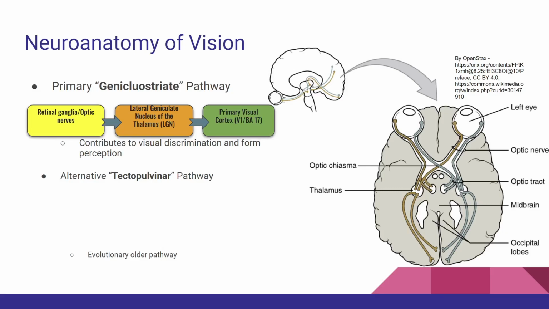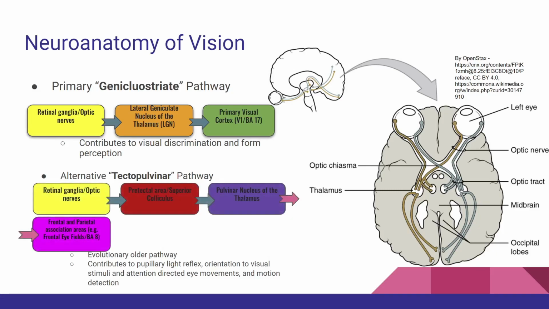So in some animals, it's a much stronger pathway than it is in humans. And it contributes primarily to pupillary light reflex, orientation to visual stimuli, and attention-directed eye movements and motion detection. So that pathway differs in that it travels from the retinal ganglia or optic nerves to the pretectal areas of the superior colliculus, to the pulvinar nucleus of the thalamus, and then on to the frontal and parietal association areas, things like the frontal eye fields.